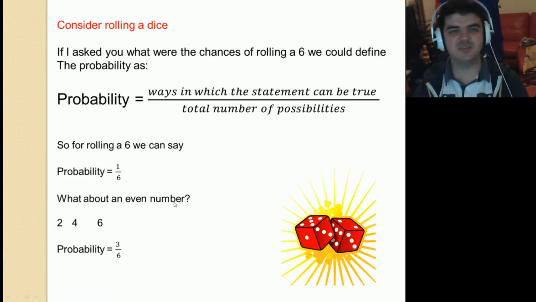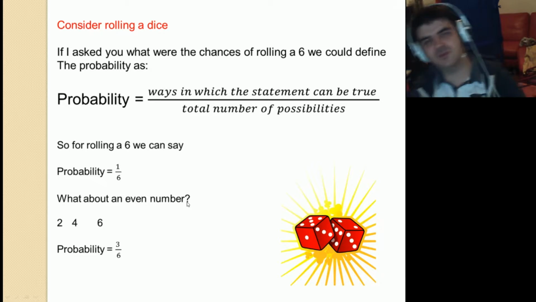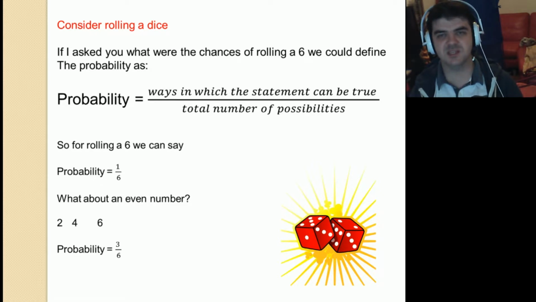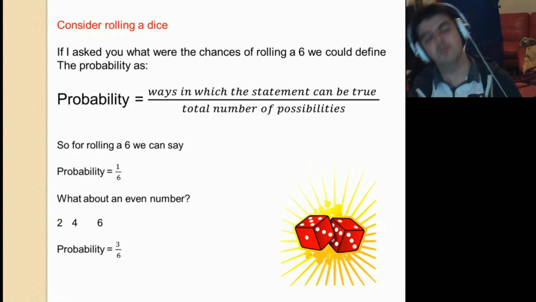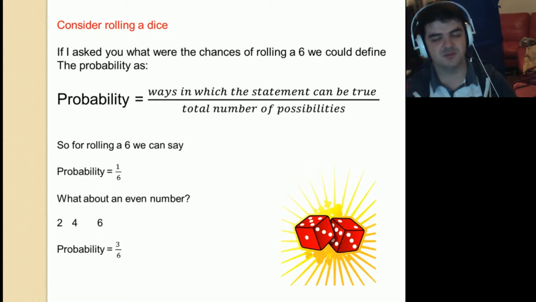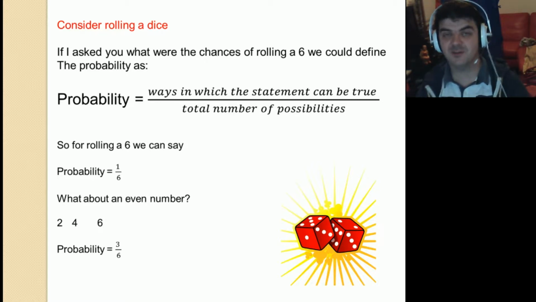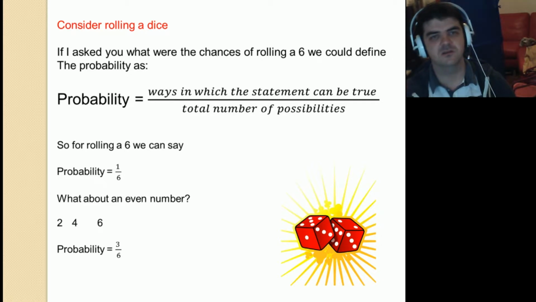What if we say an even number? Well, there are 3 even numbers on a single die, a 2, a 4, or 6. So there are 3 ways in which that statement can be true, that it can get an even number, but there are still 6 possibilities, so the probability would be 3 out of 6. Here comes the semantic argument. Do you simplify down the 3 over 6? Or do you leave it as 3 over 6? So if I simplify 3 over 6 down, you'll get a half. I suggest not. And the reasons I use are this.